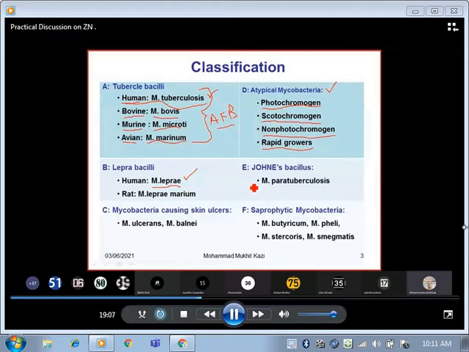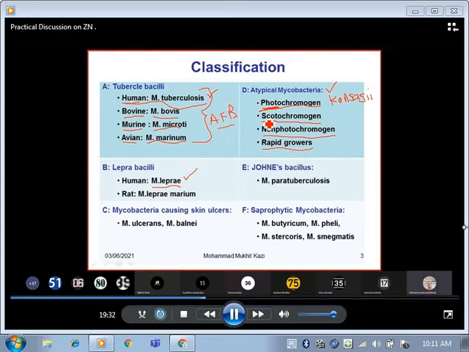Examples: try to remember how photo is related to sunlight. Then I have told you to remember Kansas City in the US, which has got the light. If you remember, I don't know whether you remember or not, Kansasii is the organism name. Okay, so this is about the photochromogens.